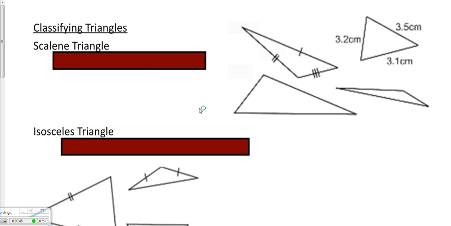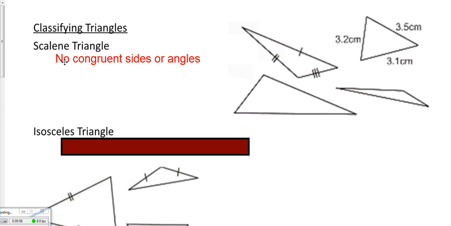Let's classify some triangles. I want you to draw these examples in your notes. Even if the pictures aren't there, you don't have to draw every single one, just an example. A scalene triangle means that there are no congruent sides or angles. None of the angles and none of the sides in any of these triangles are the exact same.